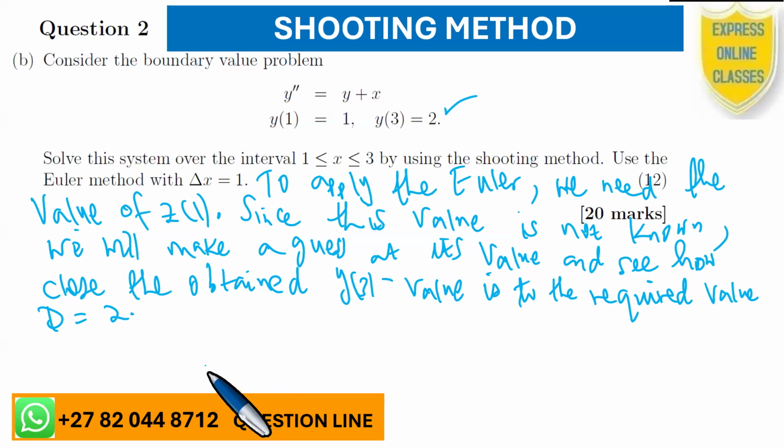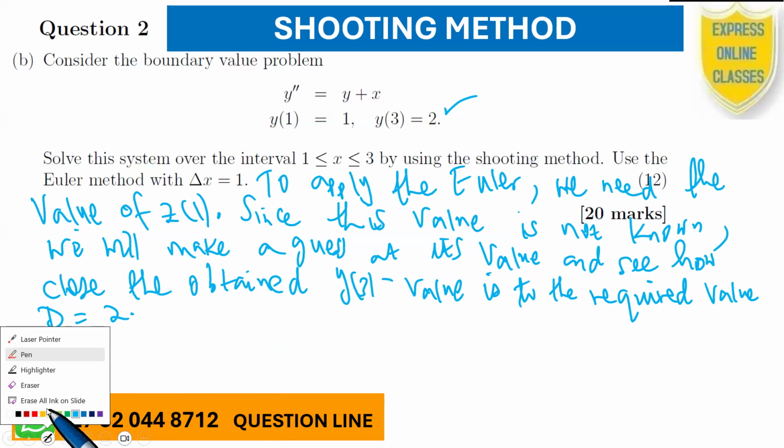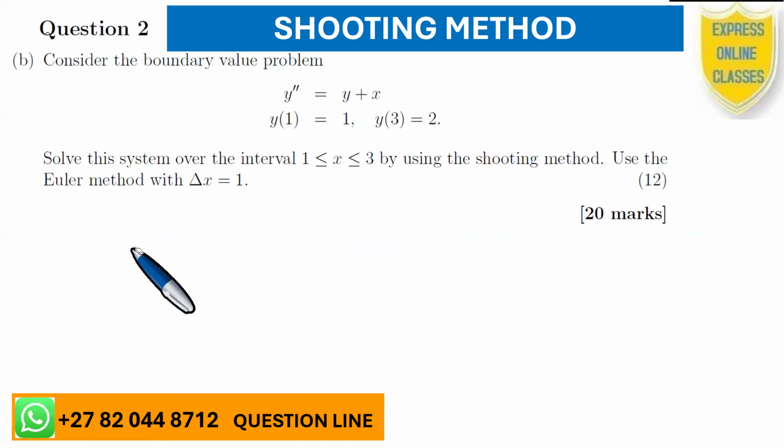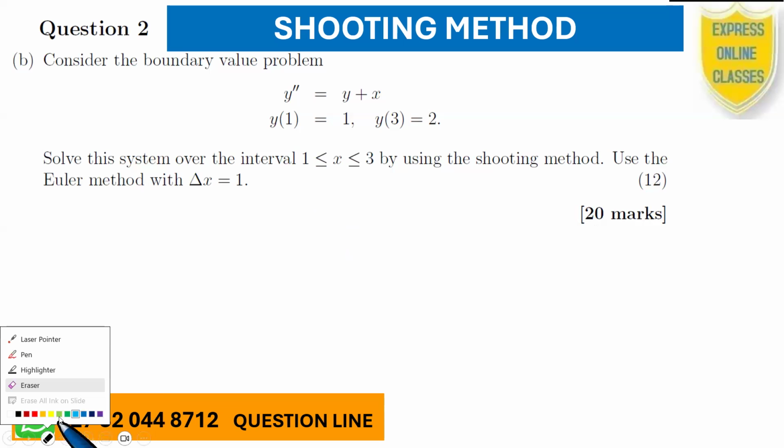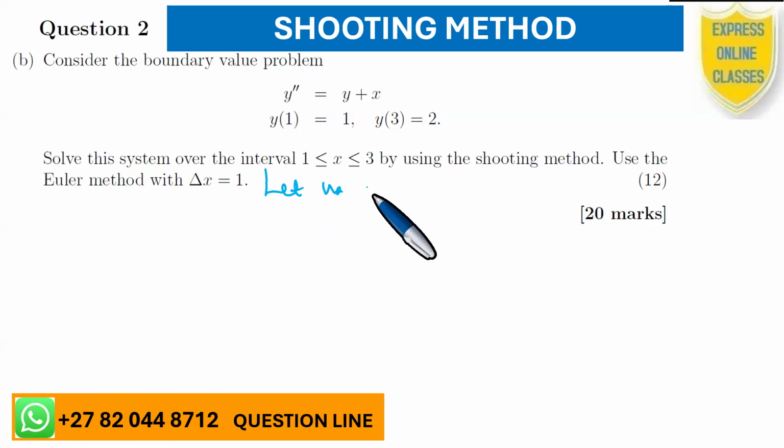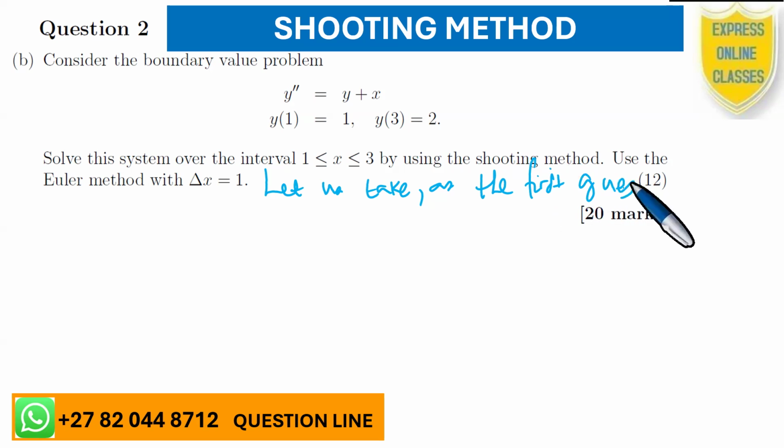So now we start with guess one. To do this, we start as follows and say, let us take as the first guess. Right, we take guess one to be zero. Let us take as the first guess, guess one equal to zero.